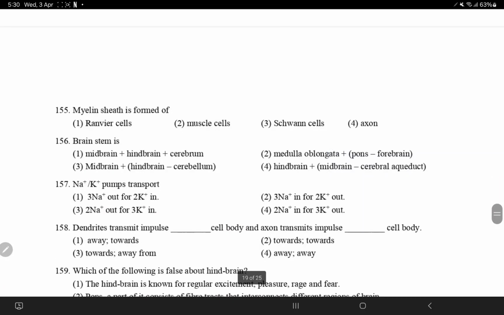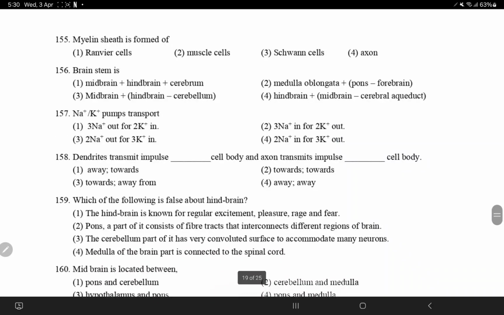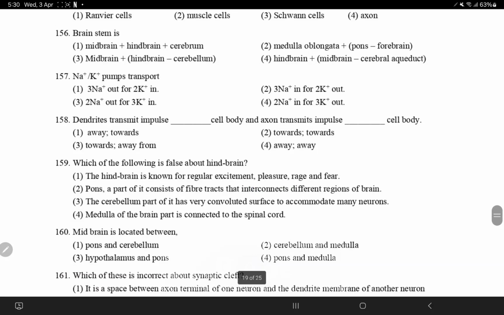Myelin sheath is formed of Schwann cells. Option 3. Brainstem is midbrain plus hindbrain minus cerebellum, that is pons and medulla oblongata. So option 3: midbrain, pons, medulla oblongata.